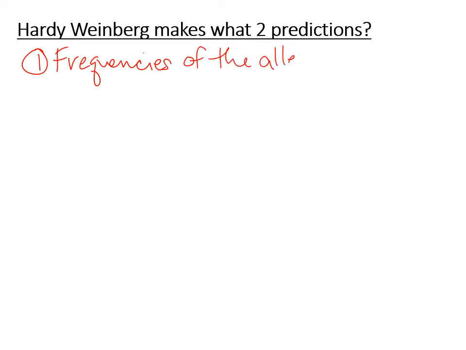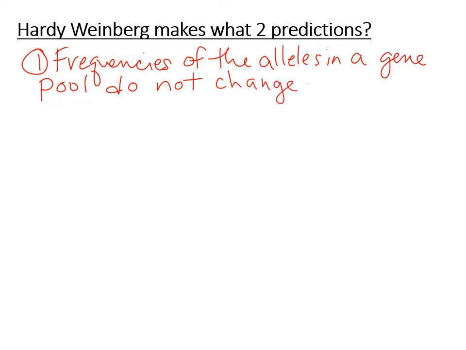of the alleles in a gene pool do not change over time. And remember, Hardy-Weinberg is referring to an ideal population, a population at equilibrium. So it makes sense that you don't want to see frequencies fluctuating in something that's supposed to be stable or at equilibrium.